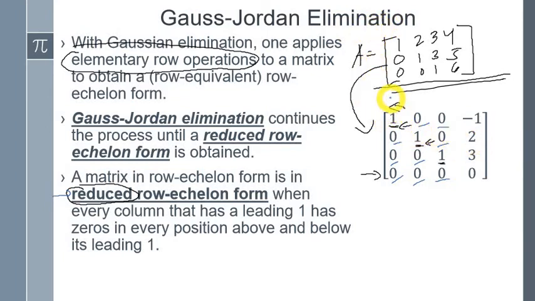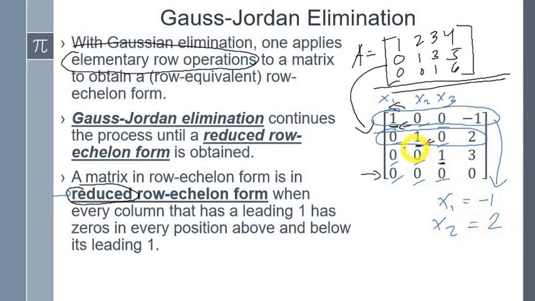Because if this was, say for example, your x sub 1, x sub 2, x sub 3, this row is immediately telling us that x sub 1 equals negative 1. This row here is immediately telling us x sub 2 is equal to 2, and this row here is immediately telling us that x sub 3 equals 3, without any more back substitution. So Gauss-Jordan elimination gives us already the answers without going back to back substitution because we obtain a reduced row echelon form of our augmented matrix.